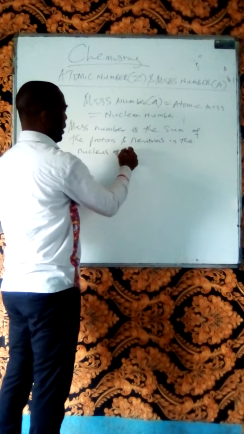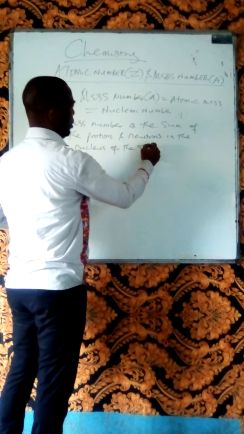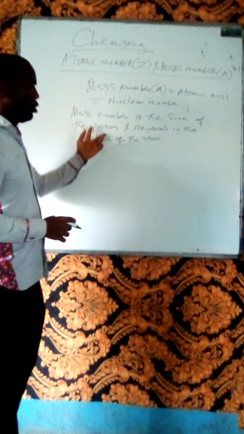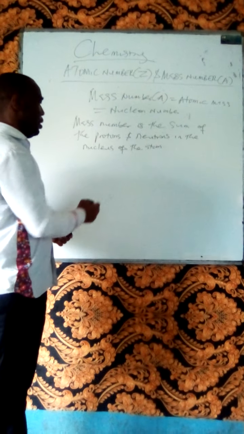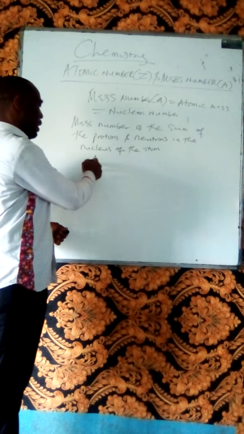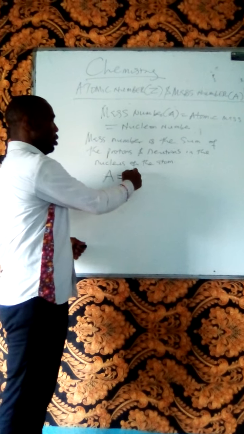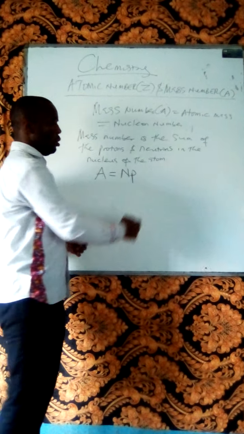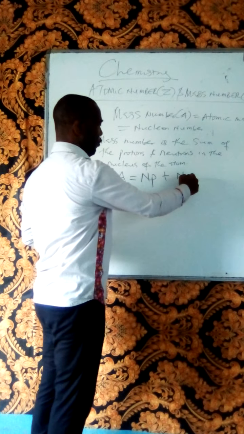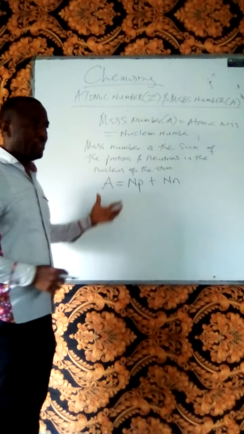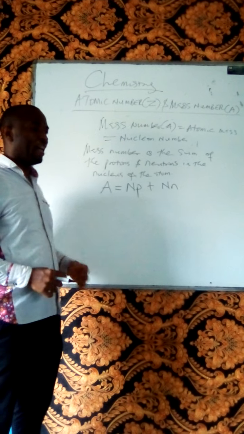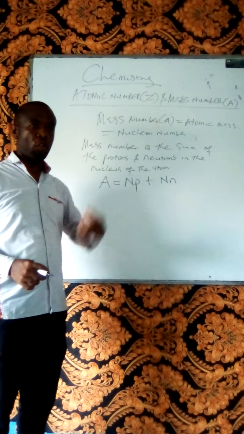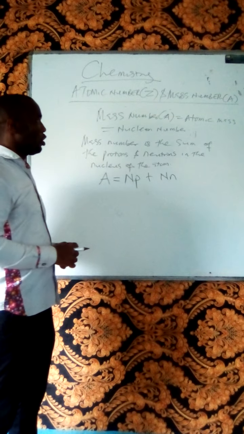So the mass number is the sum of two things: the protons and neutrons present in the nucleus of an atom. That means we can write the mass number A to be equal to number of protons plus number of neutrons. So that is mass number for us. Mass number refers to the nucleus composition of the atom. Then what of atomic number?